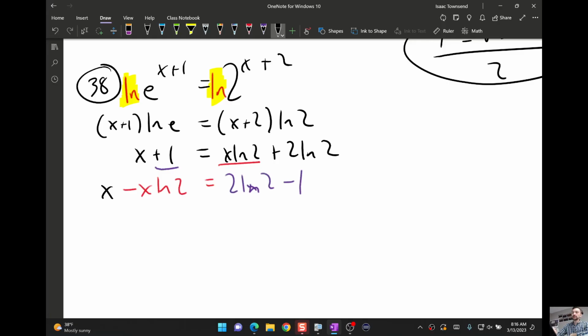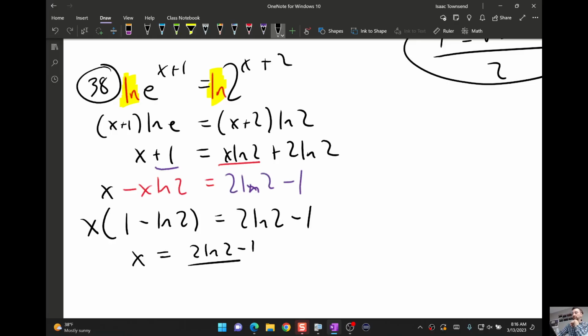But this is 1x minus the natural log of 2x. You don't know how to combine those. But what you can do is factor out a GCF, and then finally undo times with divide.